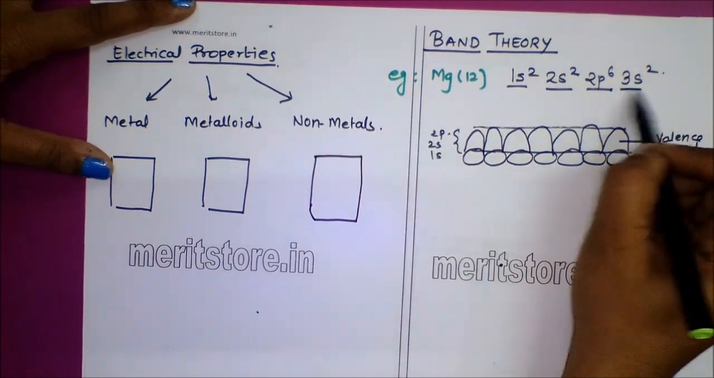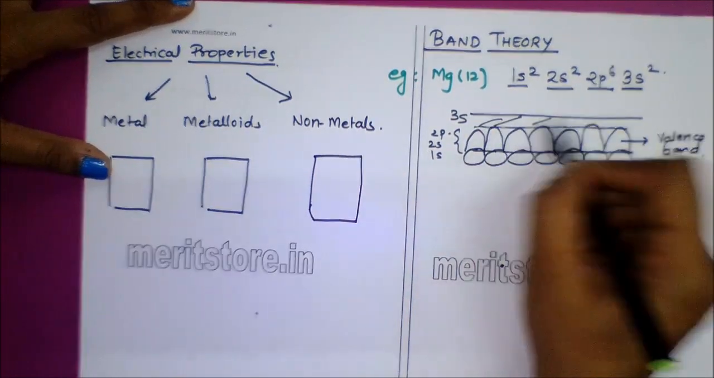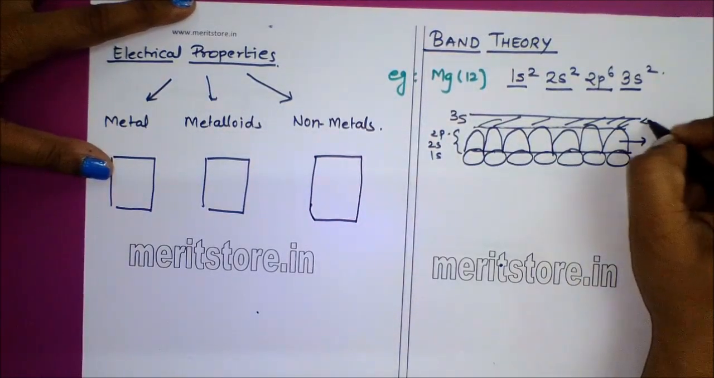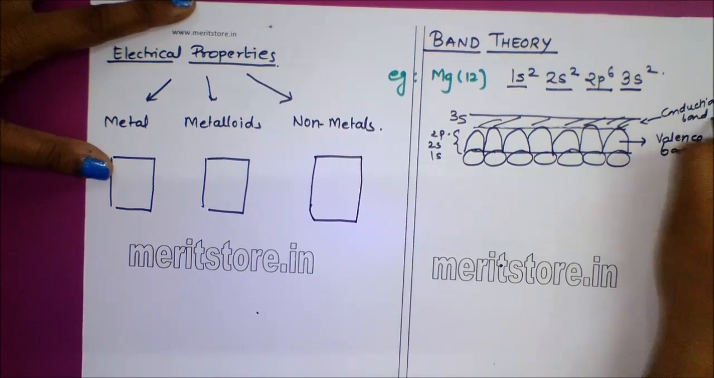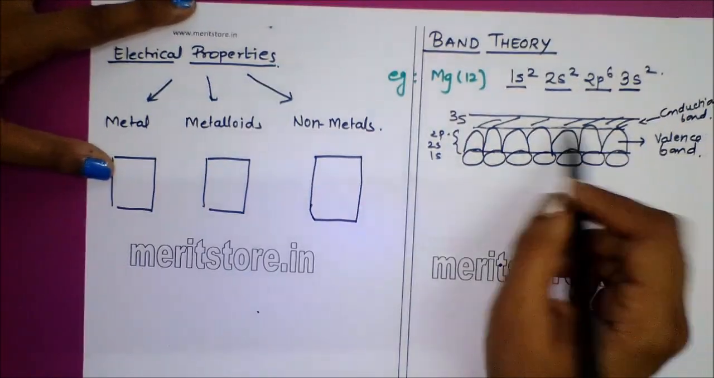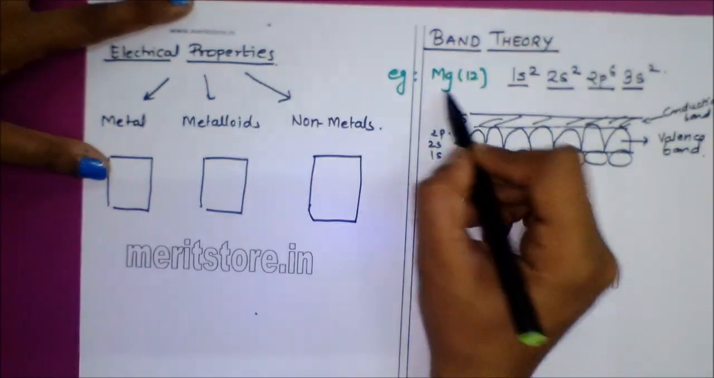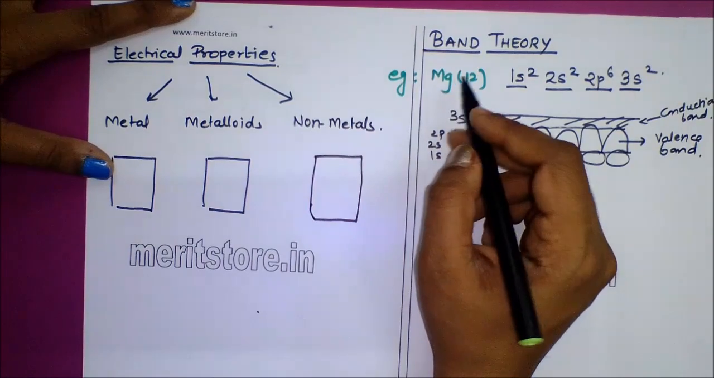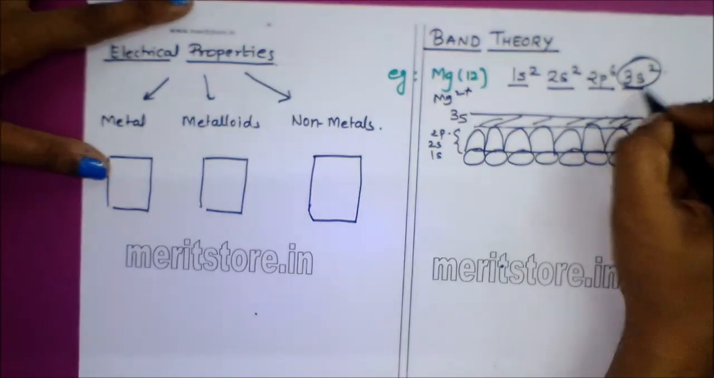Now we are left with the outermost band, that's a 3s. The 3s orbitals of these atoms merge together, they turn into the molecular orbital, and they give rise to a conduction band. Now we can see the valence band has more electrons, conduction has fewer electrons. Generally what happens when the magnesium is present in its metallic bond form, it becomes Mg2+, that it loses the electron from the outermost shell.